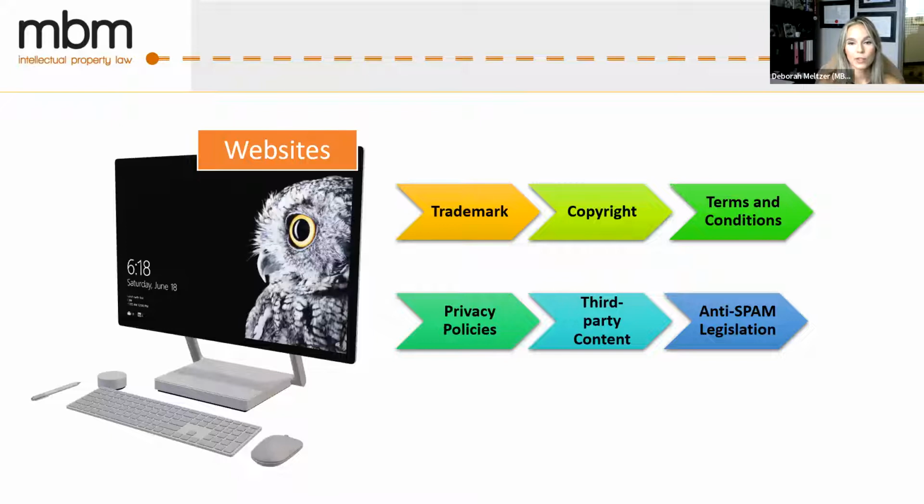So let's get into websites. So certain things we need to think about when we have a website. There are trademark considerations, copyright considerations, terms and conditions, privacy policies, third-party content, and anti-spam legislations, all things that need to be considered when operating a website.